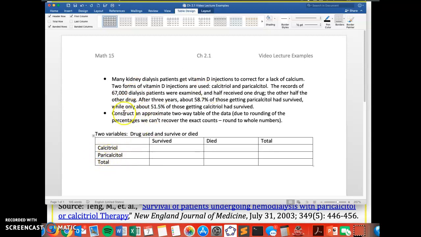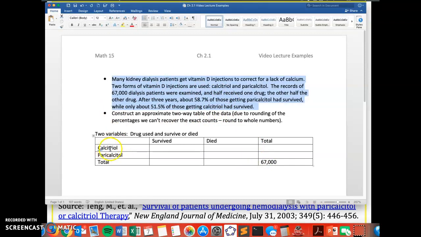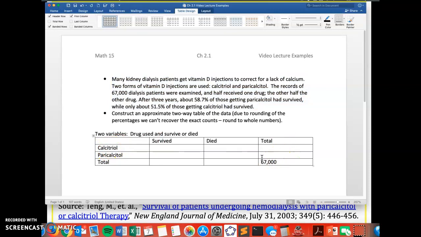All right, now I need to get this information into the table. We're given the grand total is the 67,000. And we're also given that exactly half received each of the two drugs. So if I divide the 67,000 in half, I get 33,500. So that's going to be the total for both of these.